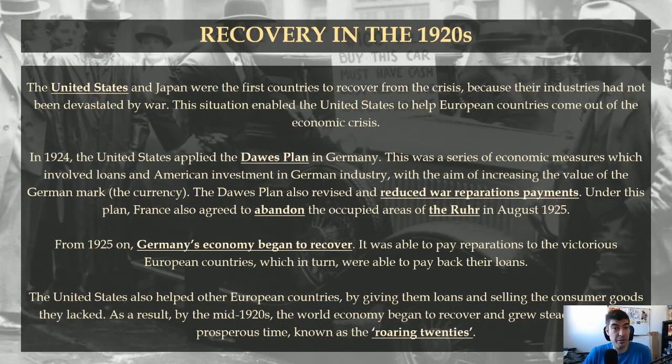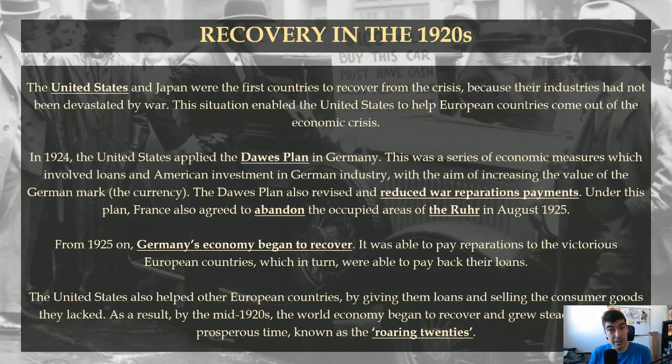Since this situation was not sustainable, the United States came with a plan for the recovery of the European economy, and this plan was called the Dawes Plan, after the Vice President of the United States. And this plan was approved in 1924 for Germany. It consisted of some economic measures which involved loans and investments in the German economy and in the German industry.